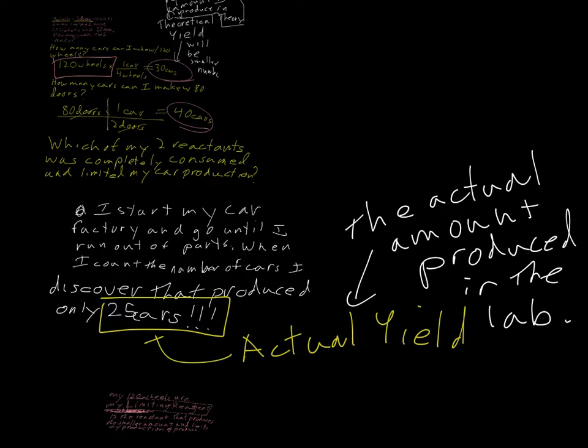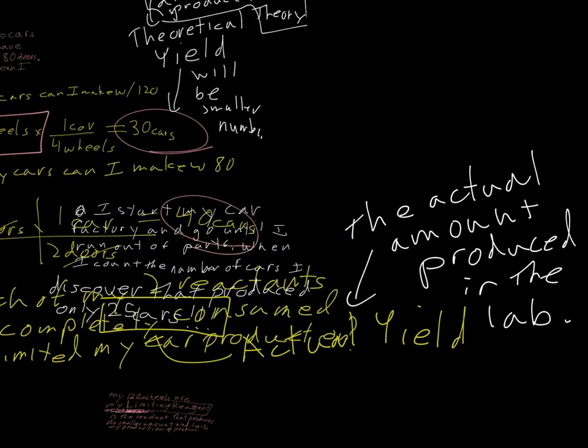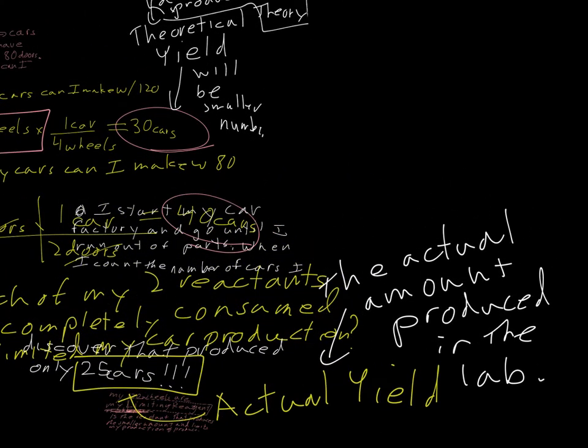Since this isn't a lab class, the only way you can get an actual yield in this class is if I tell you what the actual yield is. So a problem will always contain as a number an actual yield, and that may cause you some issues later on. But don't worry, we'll address those too. So your actual yield is 25 cars. In theory, I should have produced 30. Remember we said our theoretical yield was 30 cars.